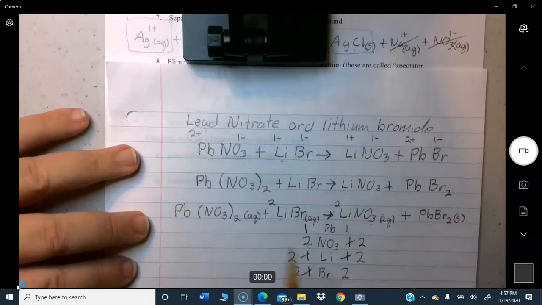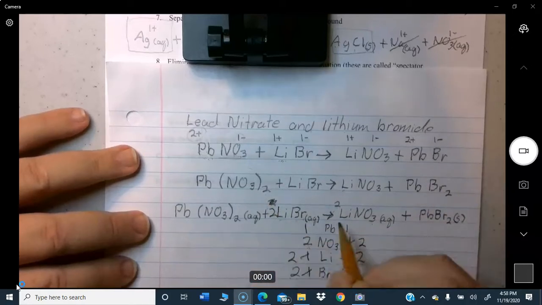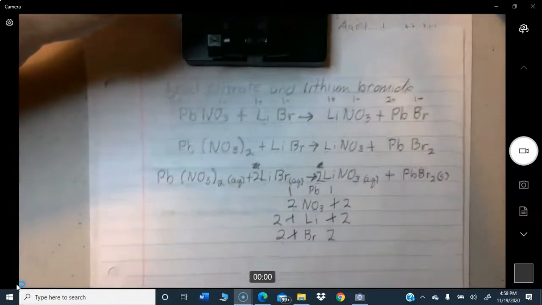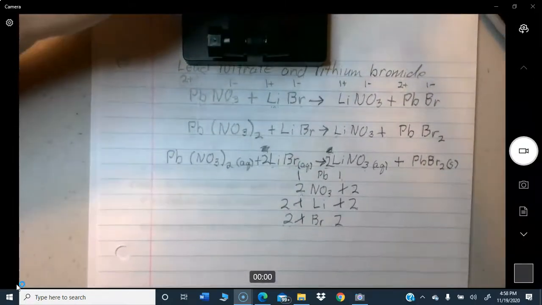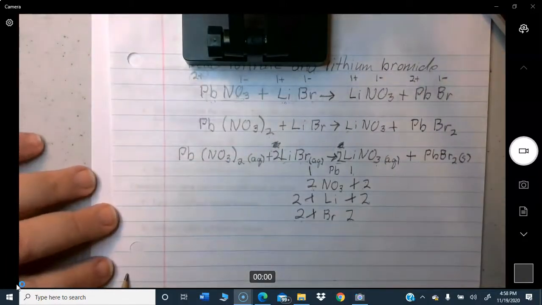Alright. So I'm going to sneak those in down here. There's a 2 there. You can scratch the temporary one. And there's a 2 there. You can scratch the temporary one. That's a 2. Okay. Now it's time to break everything up into separate ions. So you quite literally start here doing that.